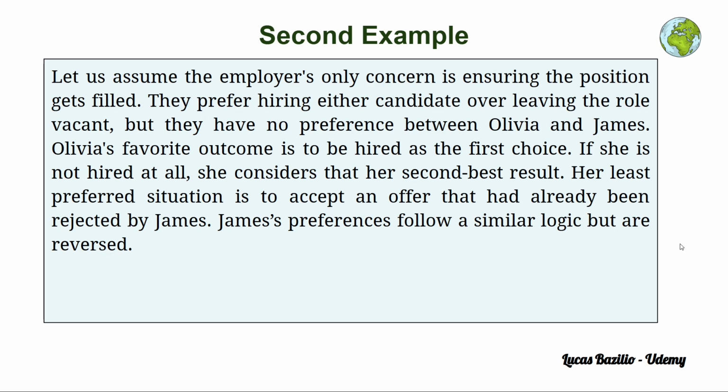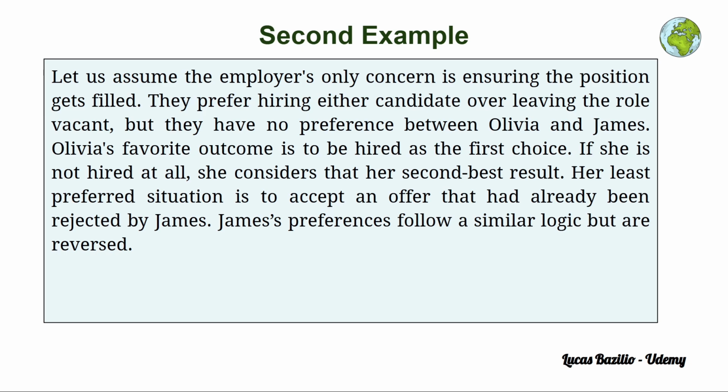So we assign a utility of 2 to that case. Her second best outcome is not getting the job at all, which isn't ideal, but it's still better than feeling like a backup option. So we give that a utility of 1. Finally, the worst outcome for her is accepting the offer knowing it was originally rejected by James, which will make her feel like a second choice. So we assign that situation a utility of 0.